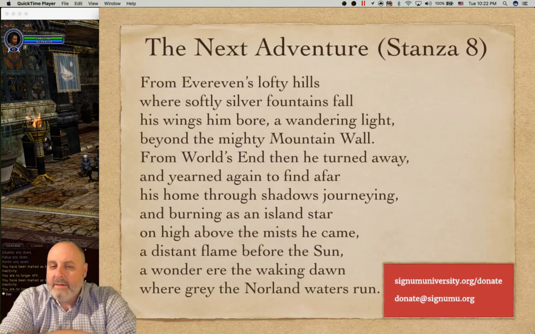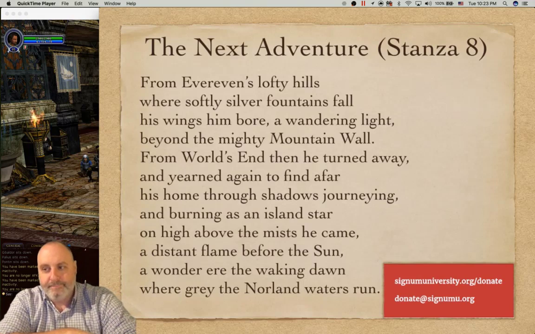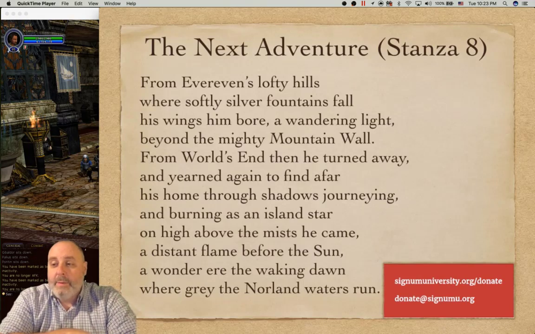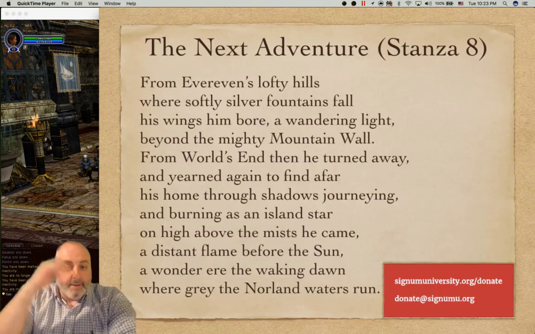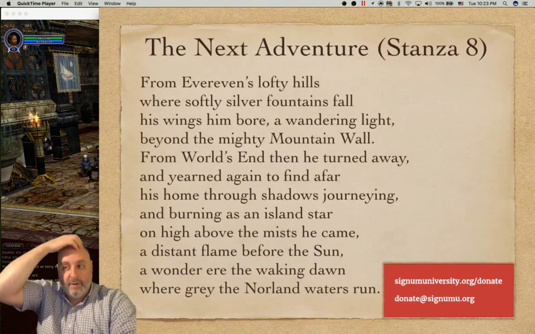From world's end, then, he turned away, and yearned again to find afar his home through shadows journeying, and burning as an island star on high above the mists he came, a distant flame before the sun, a wonder ere the waking dawn where grey the Norland waters run. Yes, Earendilian, he is in his flying ship, and the light is the Silmaril. Yes, exactly. That's why he is a wandering light.